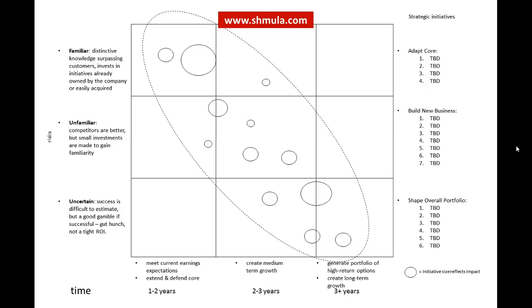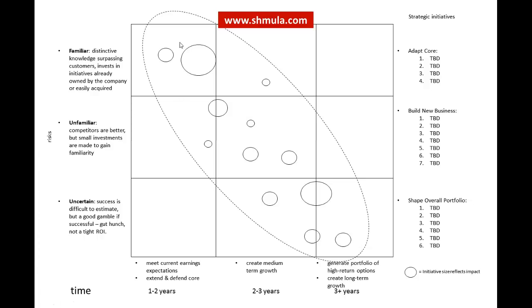It's a 3x3 matrix where on the left-hand side you have familiar to unfamiliar to uncertain. And then on the horizontal axis you have 1 to 2 years, it meets current expectations, or it defends the core. Create medium-term growth, 2 to 3 years, and then longer term, it creates a portfolio of high return options long term. And the size of the bubble gives you a sense of how big the opportunity is.